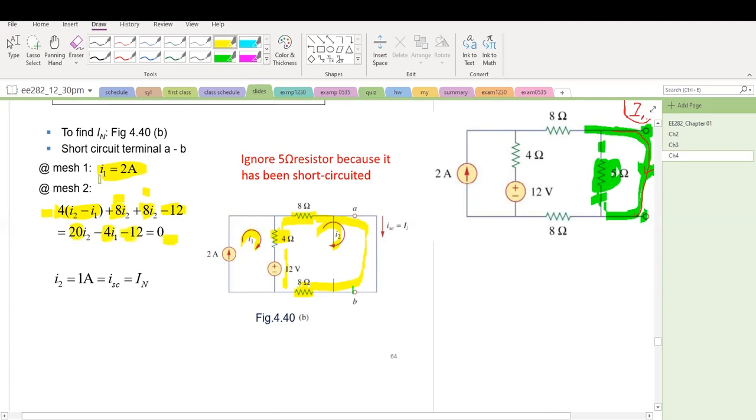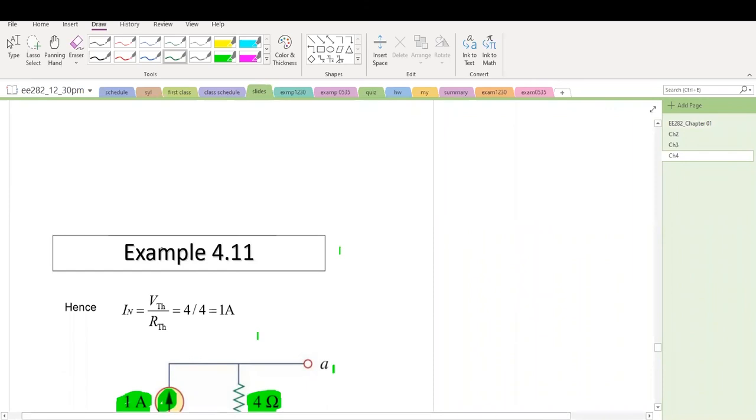And then you plug in I1 equals 2. So what is I2, the mesh current? It equals 1 amp. That equals this short circuit current, which is IN. This is the same result we obtained using the open circuit voltage divided by RTH, exactly 1 amp. We can say there are two ways to obtain the short circuit current for the Norton theorem.